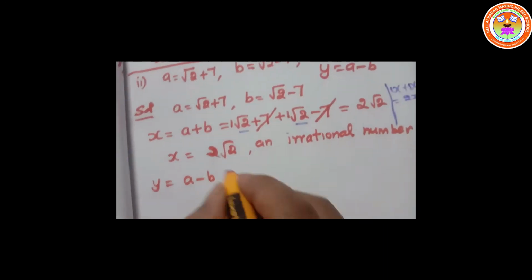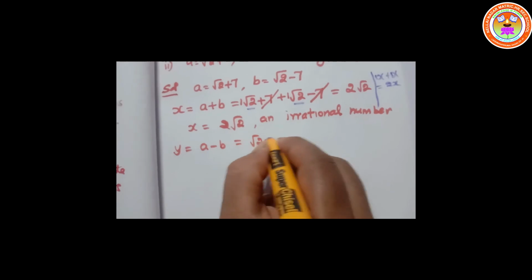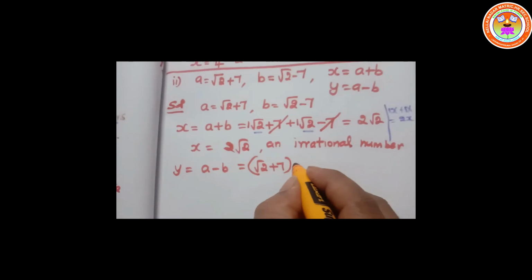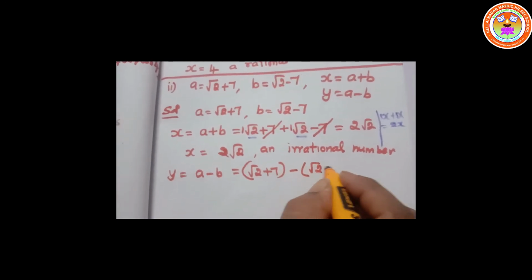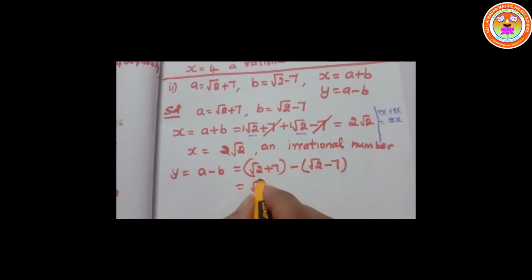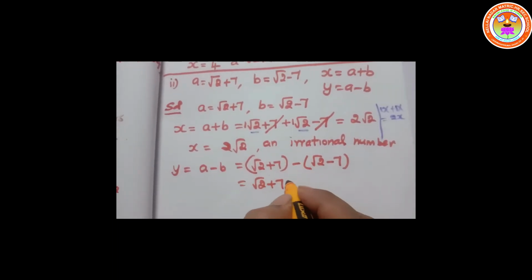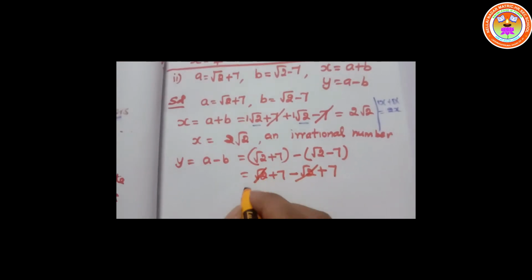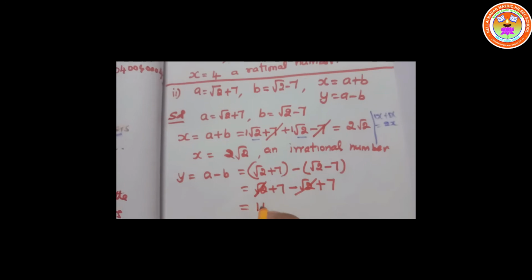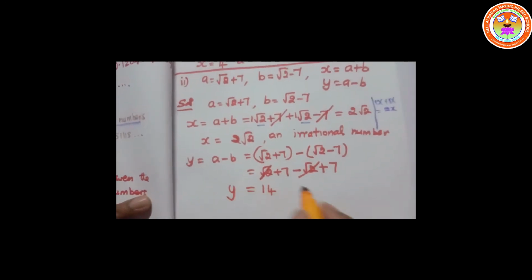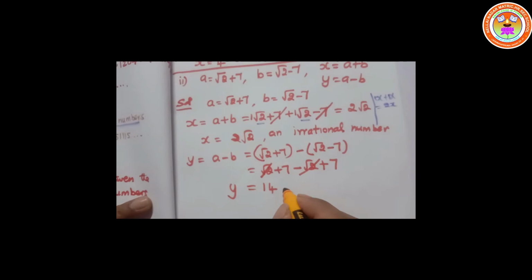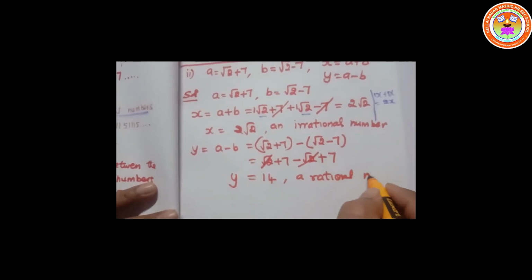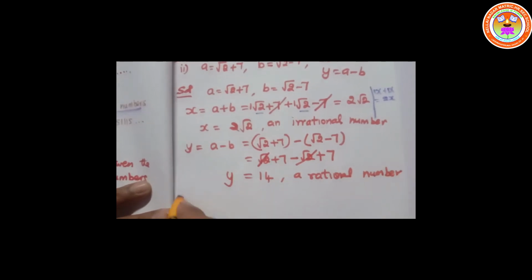Now y is equal to what, children? a minus b. a is what? Root 2 plus 7. a value is root 2 plus 7 minus b value, which is root 2 minus 7. So root 2 plus 7 minus into plus minus root 2 minus to minus plus 7. Root 2 minus root 2 get cancelled. 7 plus 7 is 14. So y is equal to 14. y is equal to 14 is what number? A rational number.